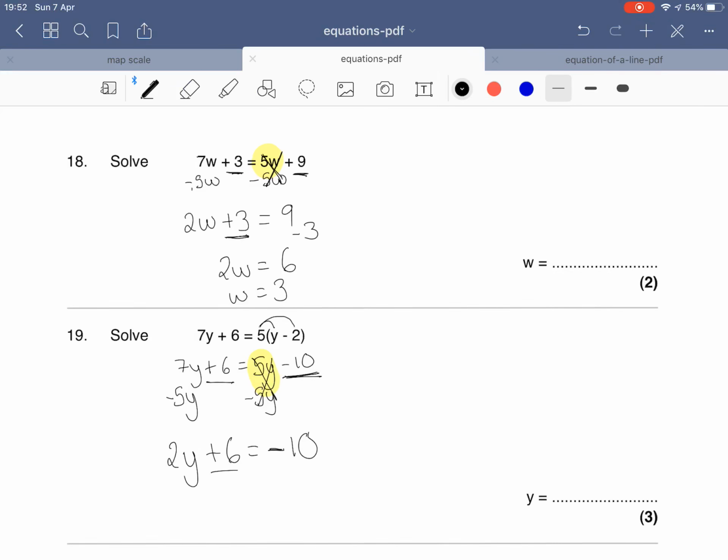Right, so now I'm going to get rid of the plus 6 by subtracting it. So I'm left with 2y equals minus 10 minus another 6, which is minus 16. So 2 times what is minus 16? Just do 2 times what is 16? 8. And then stick a minus in front, so it would be minus 8.